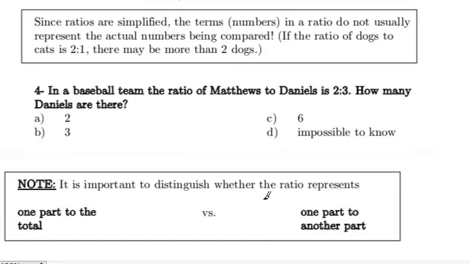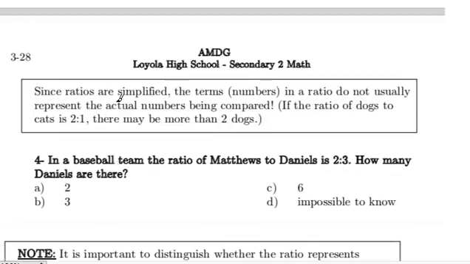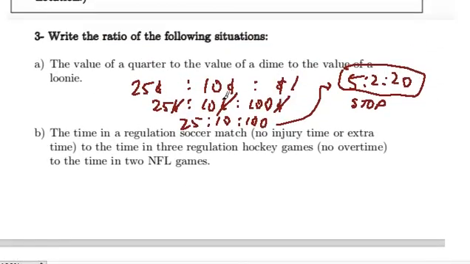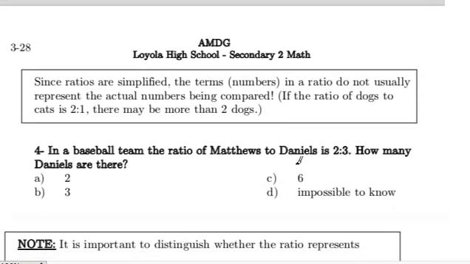Now, here's a bit of a trick question. When you get a ratio, we've seen examples where we start off with the question and then you have to figure out the simplified ratio from that. The 5 to 2 to 20 actually started out with quarter to dime to loonie. Let's say our simplified ratio, we know at the end here, it's telling us the ratio of Matthews to Daniels on a baseball team is 2 to 3, and it's asking us, how many Daniels are there?